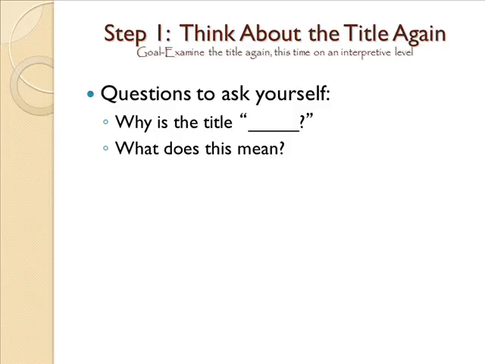The next step is to go back to step 1. Think about the title again. The goal here is to examine the title again, and this time do it on an interpretive level. You have questions you should be asking yourself at this point. Why is the title what it is? For example, why did Tupac title his poem Liberty Needs Glasses? What does the title mean?